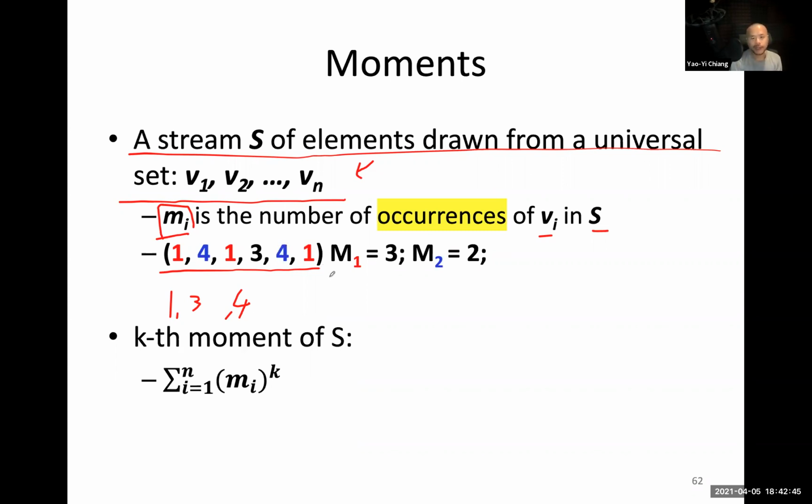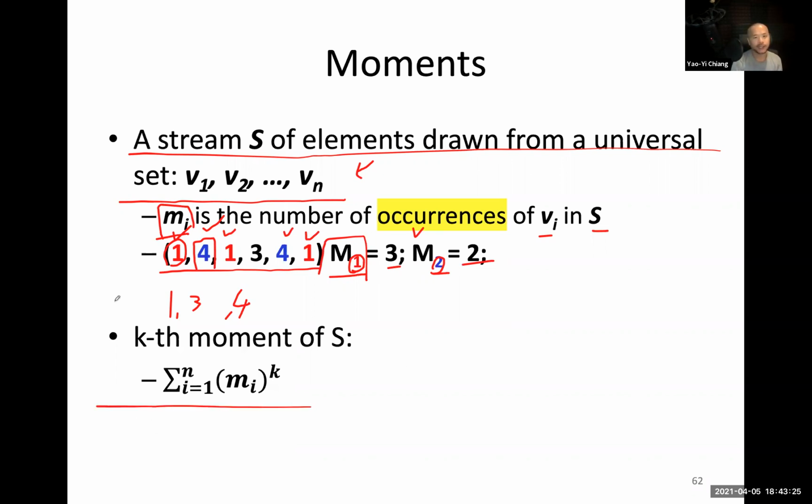What would be the M's? So what would be your M1? Well, in this case, your element V1 is 1, right? The number of occurrences of 1 in the data stream is 1, 2, 3. So M1 is 3. What is M2? Well, what is V2? If you look at your data stream, V2 is 4. What is the occurrence of 4? That will be your M2, 1 and 2. That would be 2. Cool. That's your M. So now we know what M is.